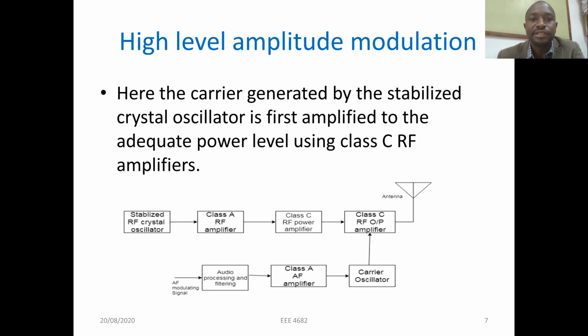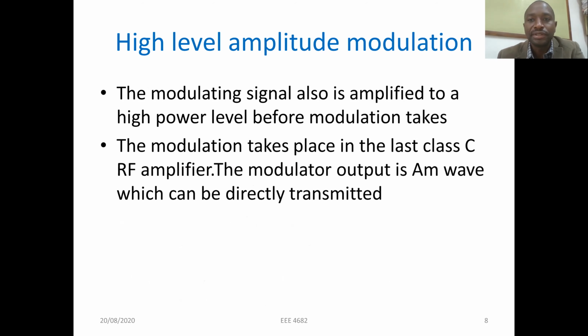Whereas in high level modulation, you get the carrier amplified via various classes of radio frequency amplifiers, starting with class A, class C, and then in the last stage of the class C radio frequency amplifier, that's where you do the modulation of the baseband signal. So the modulating signal also is amplified to a higher power level before modulation takes place. And then the modulation takes place in the last class C radio frequency amplifier. The modulator output is basically an amplitude modulated wave, which can be directly transmitted via the air interface.